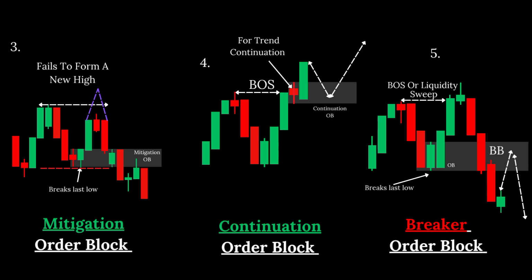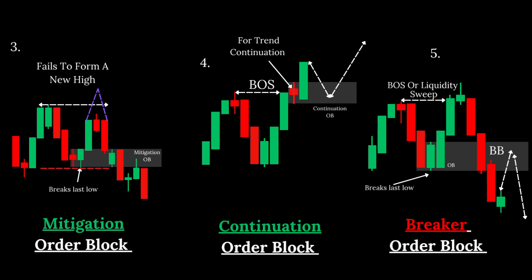Three, mitigation order block. These are revisited zones where institutions mitigate or balance previous unfilled orders, often leading to sharp reversals upon retesting. Four, continuation order block. Found in the middle of a trend where institutions reload their positions, it indicates trend continuation with minimal retracement. Five, breaker order block. A failed order block where price moves in the opposite direction, used as a reversal zone in trend trading strategies.